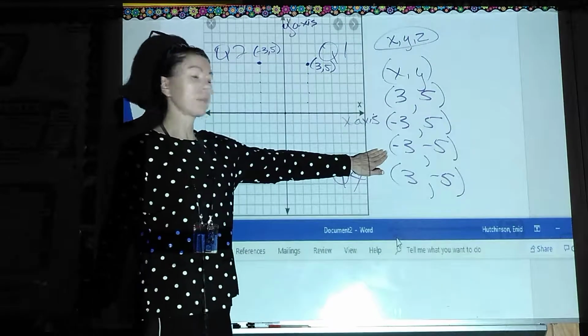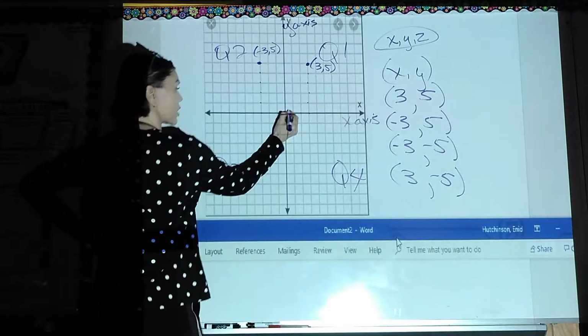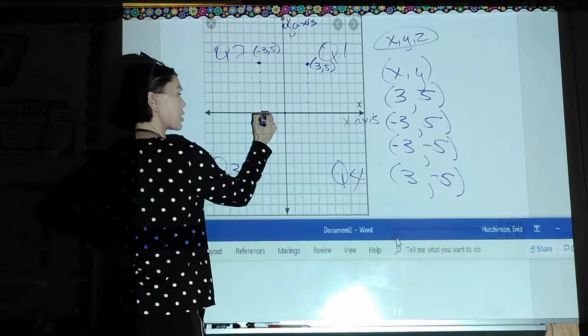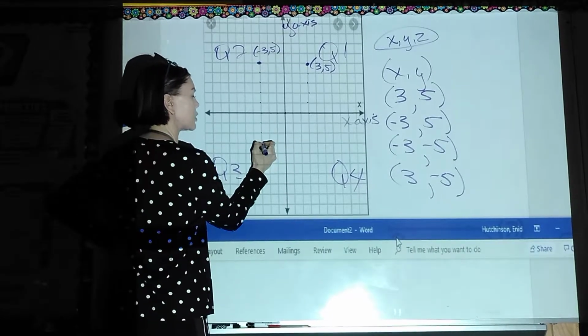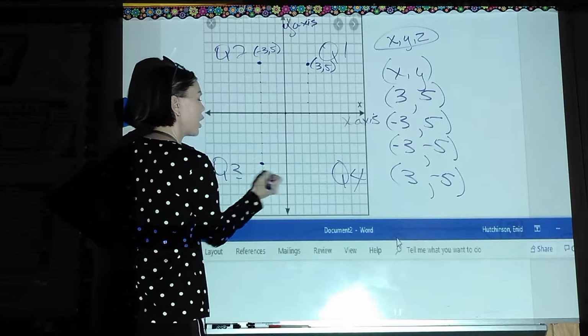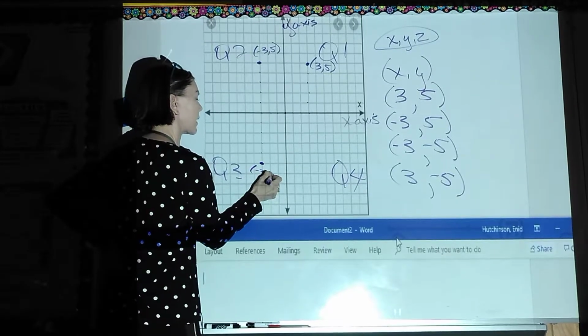Then we're going to plot (-3, -5). So starting at 0, you're going to go in the negative direction 3 times, and then the negative direction on the y-axis: negative 1, negative 2, negative 3, negative 4, negative 5. Put the dot, negative 3 and negative 5.